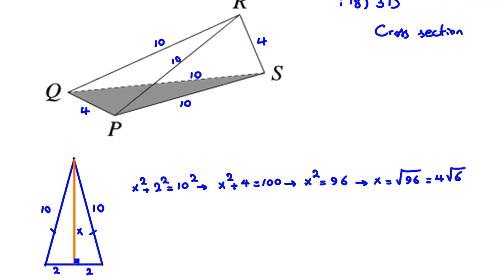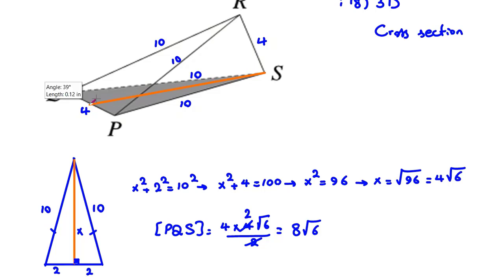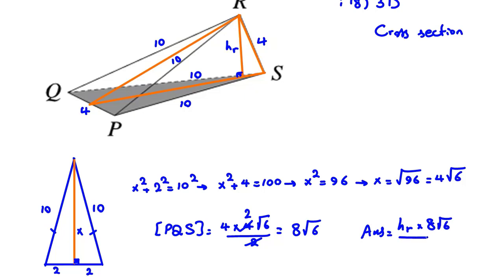Now, let's calculate this area of PQS, area of bottom equals base times height over 2, which is 4 times 4 root 6, over 2. If we cancel 2 from both numerator and denominator, it will be 8 root 6. Now we connect S to this part, median, this altitude, this altitude. Now we consider this triangle. In this triangle, if we draw altitude, we call it H of R. We want to find H of R. The answer of the problem is H of R times this area, which is 8 root 6, over 3.